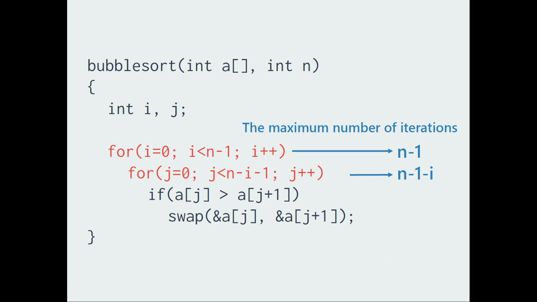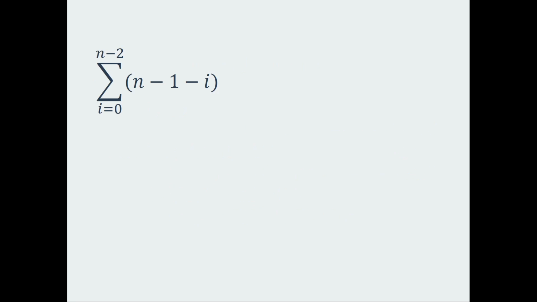The outer loop iterates n-1 times, and the inner loop executes n-1 minus i times. We can express that using a summation. The summation of n-1 minus i, where i goes from 0 to n-2. Take note that 0 to n-2 is n-1 times.